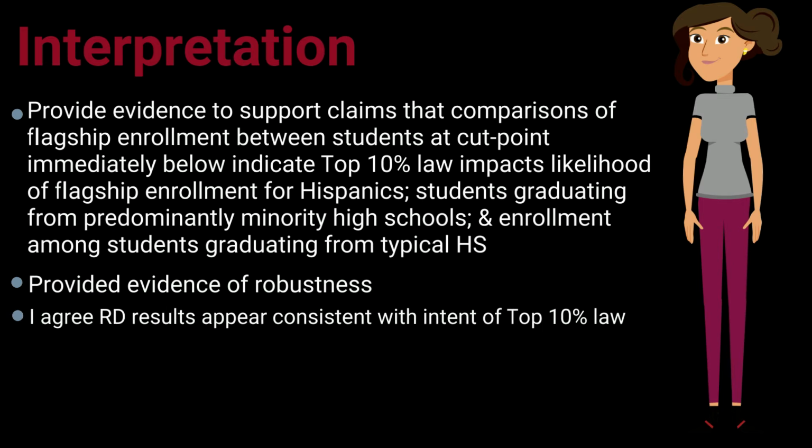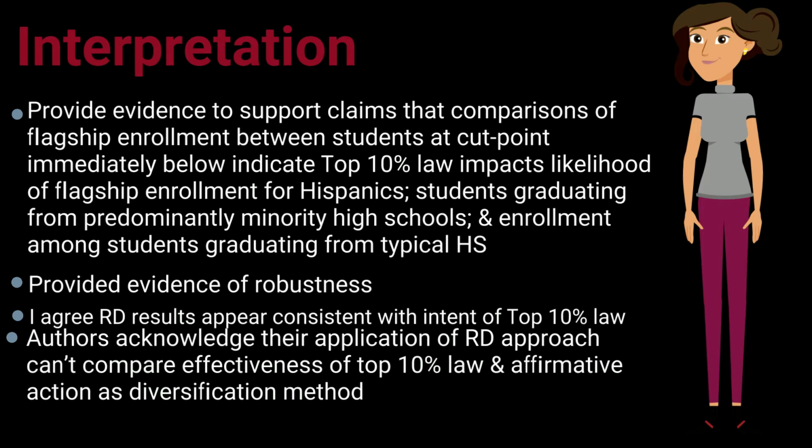And I agree with the authors that their regression discontinuity results appear consistent with the intent of the top 10% law, which is to restore ethno-racial and socioeconomic diversity at public flagships and to increase college access. So the article clearly addressed their provision of evidence and robustness to support causal inference for the three populations mentioned, and the authors acknowledge that their application of the RD approach can't compare the effectiveness of the top 10% law and affirmative action as a diversification method for college campuses.